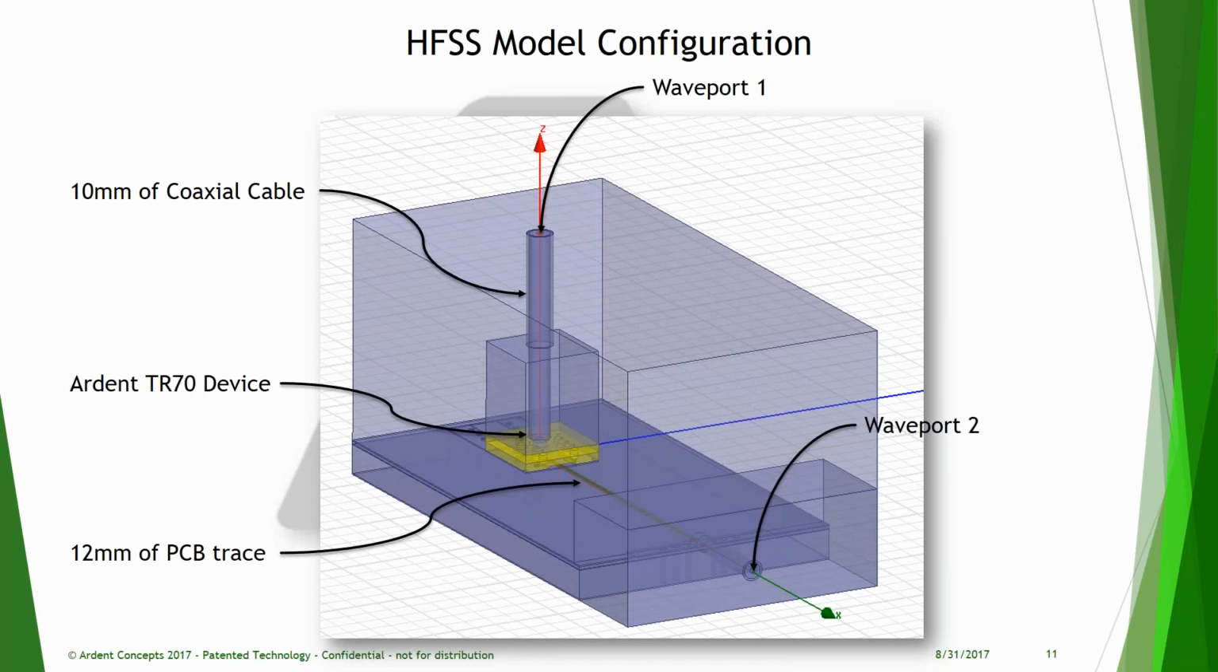Each model configuration was basically the same. Here we show an example. We bring the TR device into the model, and it's shown here by the 10 millimeters of coaxial cable and also the block portion of the TR. Underneath that, we have the PCB configuration, which is based on the following slides we showed you, and we set up our waveports as shown.